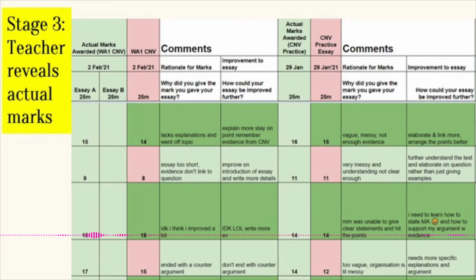After all the students do it, I review the marks. You notice some of them were pretty spot on. Like the student who gave self 14 is pretty close. The same for 15, 16, 17. And one of the students actually graded themselves a little bit lower. You can see the difference between the practice and the WA. So the WA on the left is actually the most recent one. The CNV practice was the one on the right.